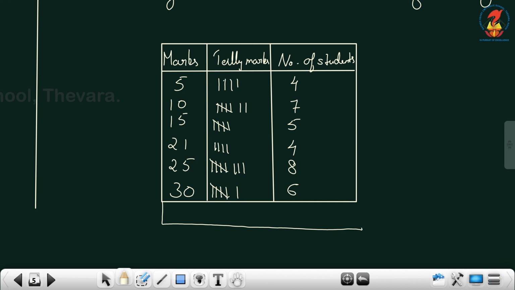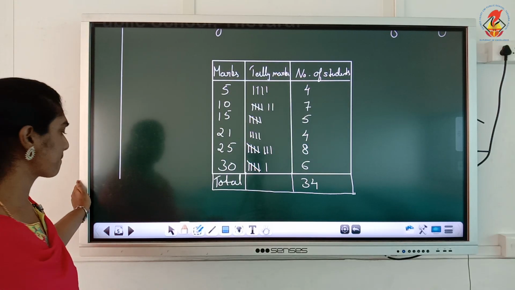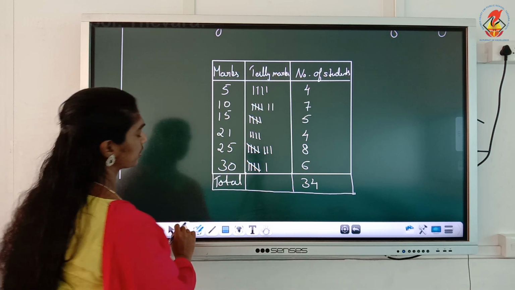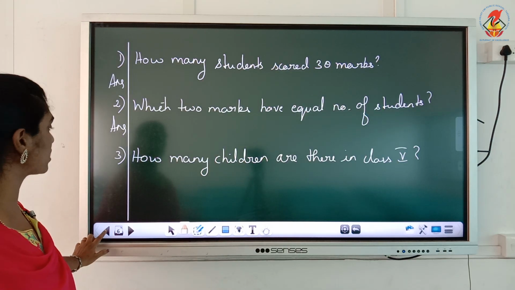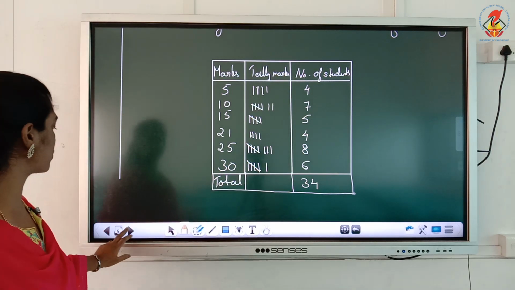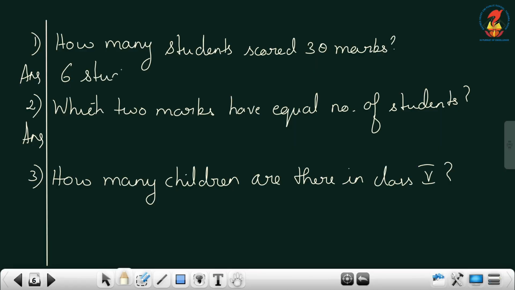Okay. Now, we can see what is the total number of students. You can count and see how many students are there. You have 4, 7, 11, 16, 16 plus 4 you have 20, 20 plus 8, 28, 28 plus 6 you have 34. Okay. So, now we will answer the questions. How many students scored 30 marks? That is a question. How many students got 30 marks? 6 students. So, write here 6 students.